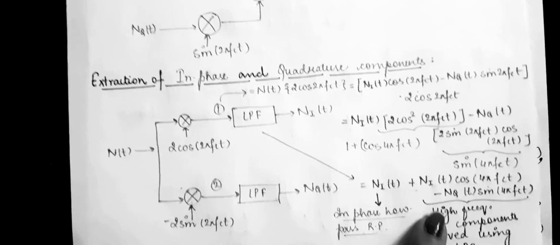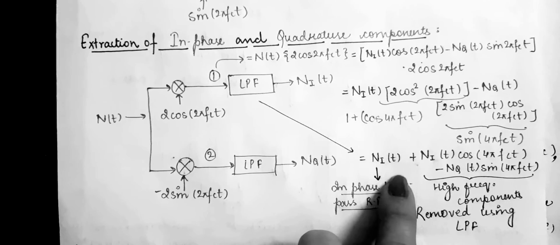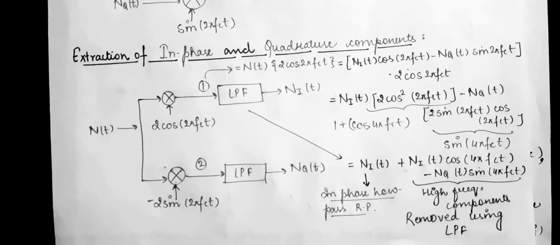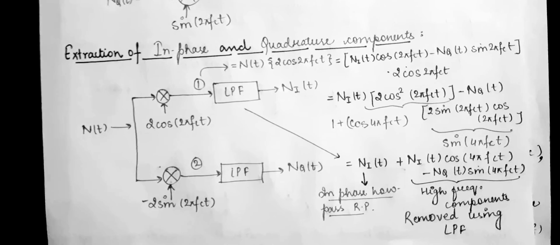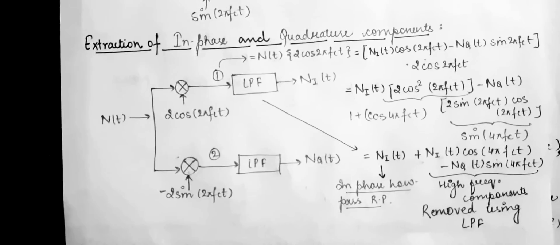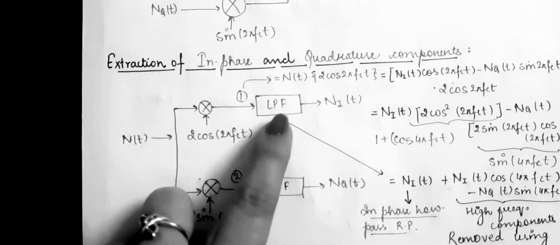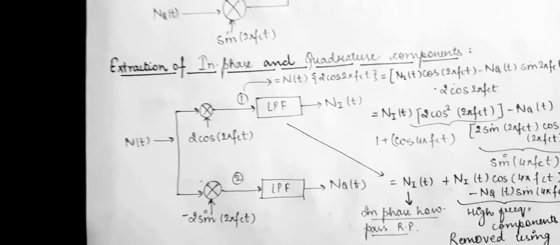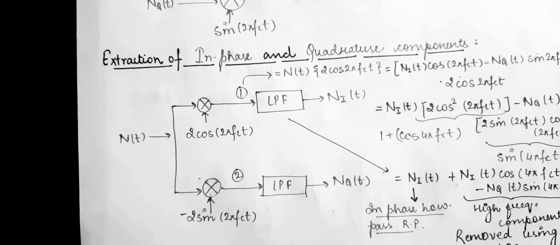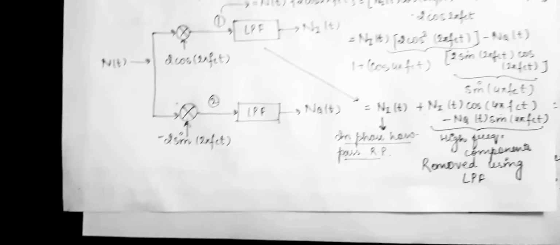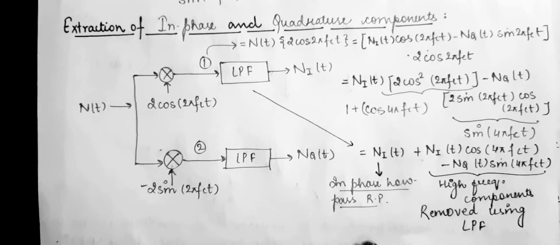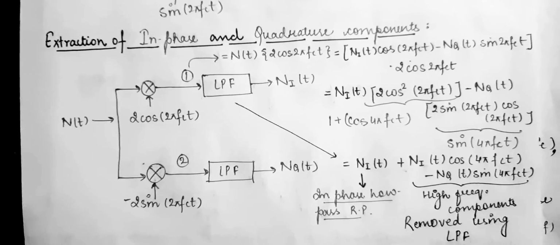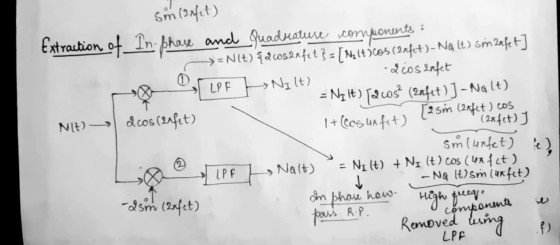So here we get three terms: first N_I(t), plus N_I(t) cos 4 pi fc t, minus N_Q(t) sine 4 pi fc t. Here we have a low pass filter, so it will discard all the high frequency components and pass only the low frequency component. So we get only N_I(t), that is your in-phase low pass random process, and the high frequency components are removed by the low pass filter. Now second, we'll see the quadrature one.